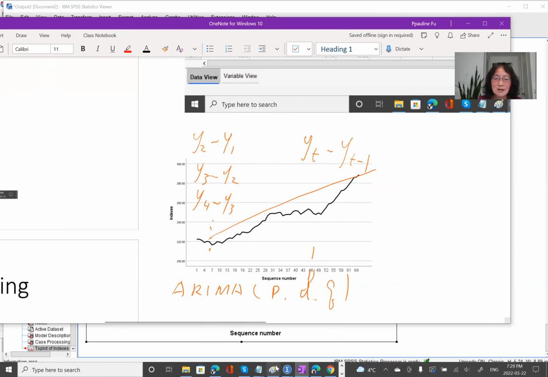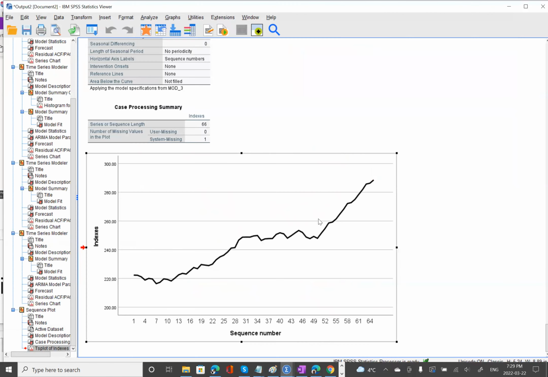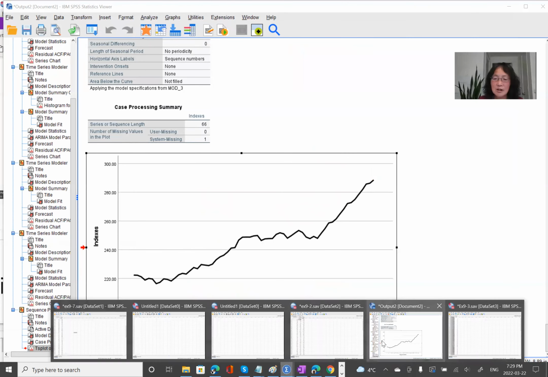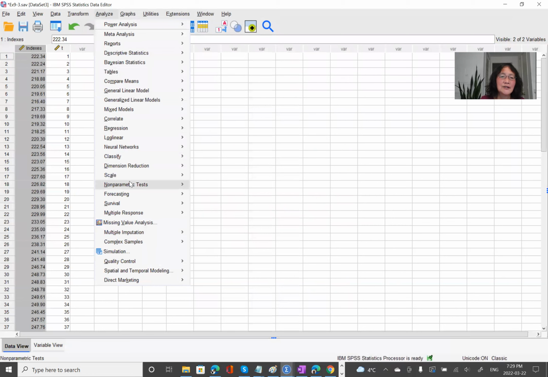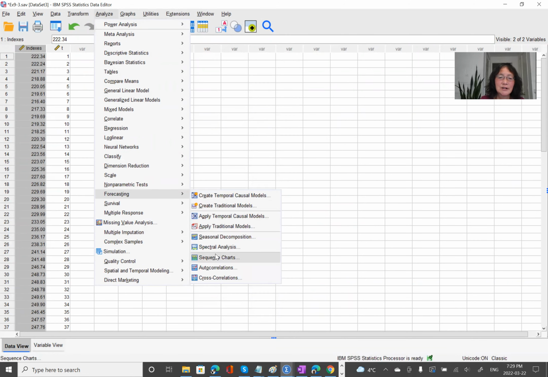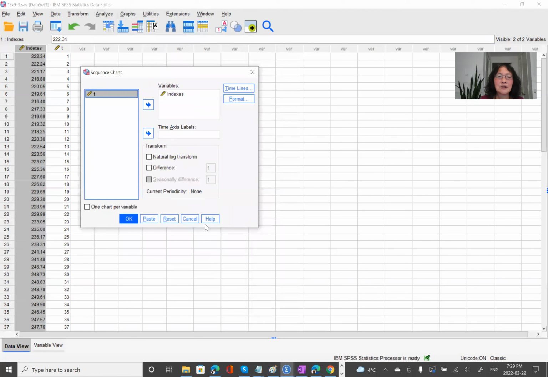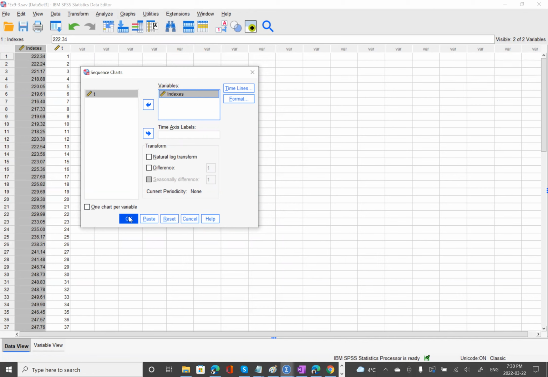Oh, sure. To get the graph, there are many ways to do it. One way, you go to Analyze, Forecasting, Sequence Chart, and then you move the variable into the variables box. Then you click the OK button. That's it. Thank you. You're welcome. Any other questions?